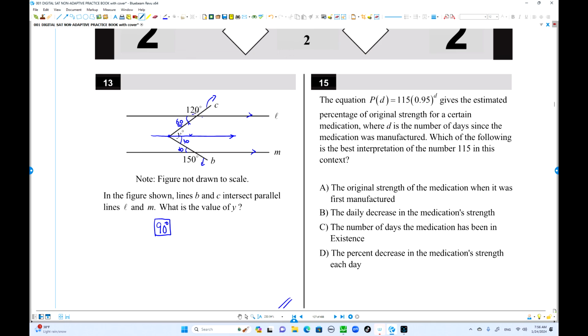Or you can use this one too. This is 120, vertical angles is 120. This is 150. And you know that, right? The sum of these two consecutive or adjacent angles must equal 180. So 120 plus 60 is 180, 150 plus 30 is also 180. So these two angles equal y, which is 90 degrees. 90 is the answer, okay?